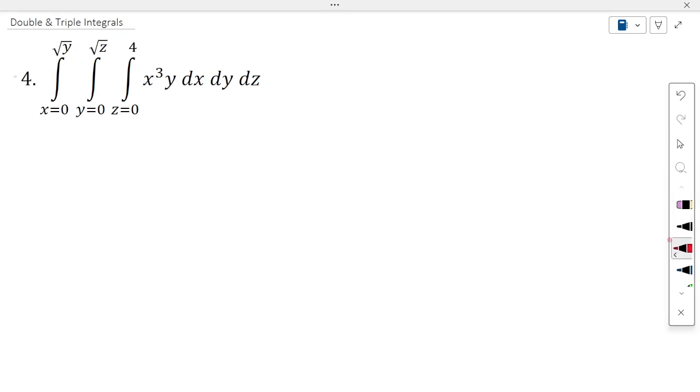What we need to consider is the fact that the integral with constants as its upper and lower limits is right here in the middle.